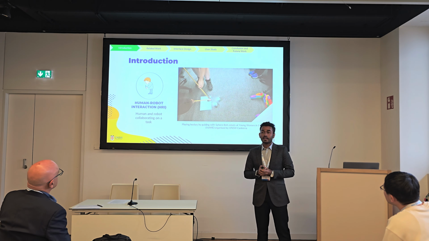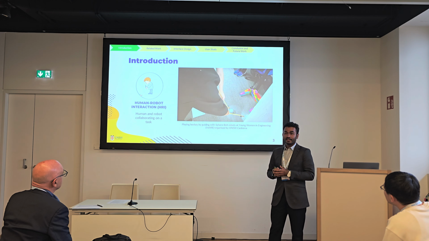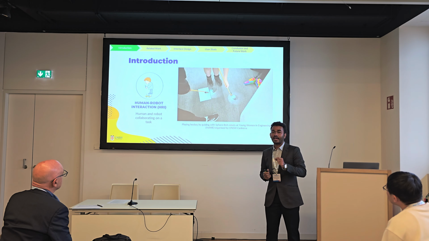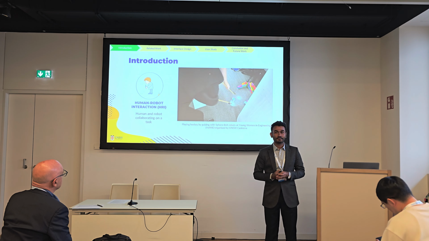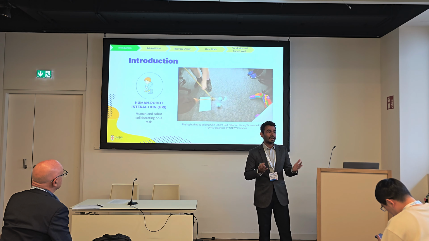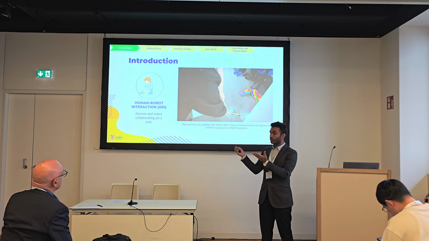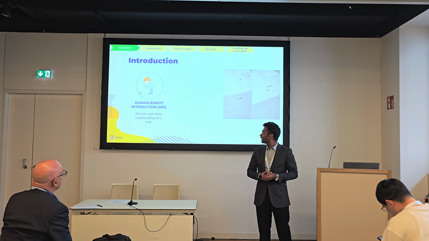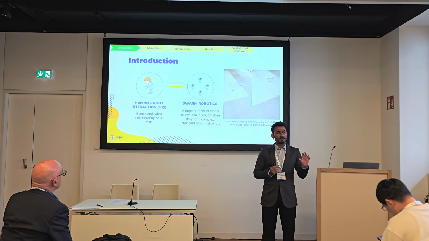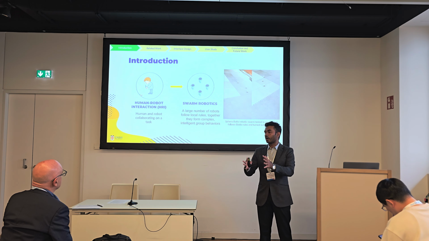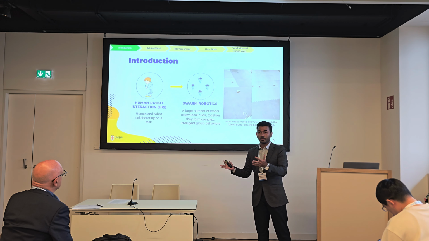Imagine working side by side with a robot. In this video here, these students are guiding robots using flashlights to play a hockey game. So humans and robots collaborating on a task leads to human-robot interaction. Now, imagine instead of one robot, think about 12 or dozens of or hundreds of robots.